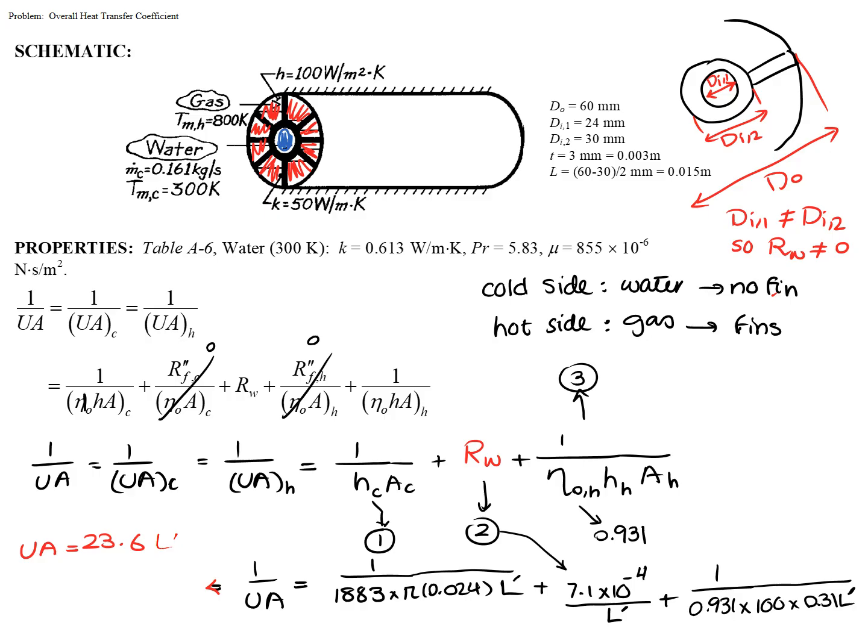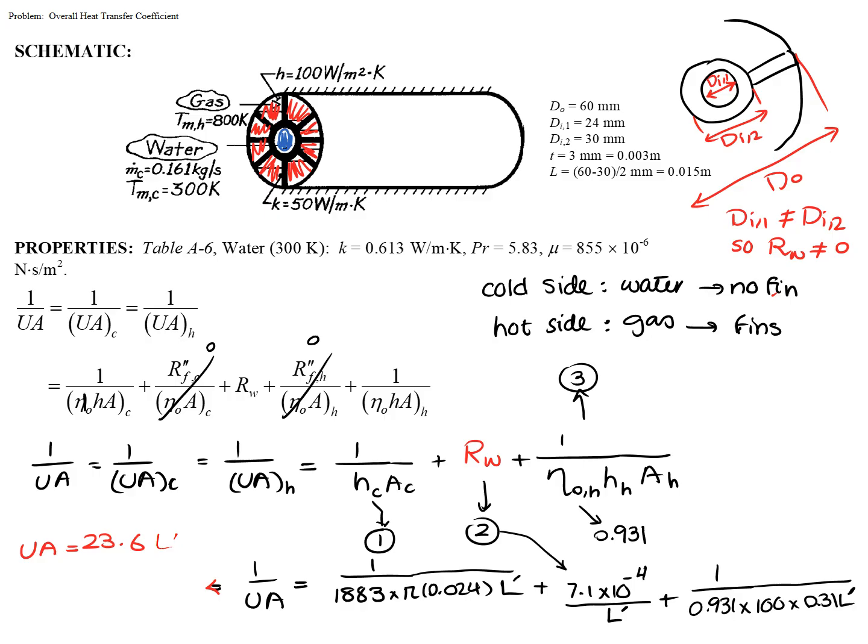Again, this area of the hot side is basically the total area of the hot side. That is the base and the area of the fins all together. As soon as you put in that overall efficiency for the fins, you do have to consider the area on the hot side as well, which has some calculations related to it.